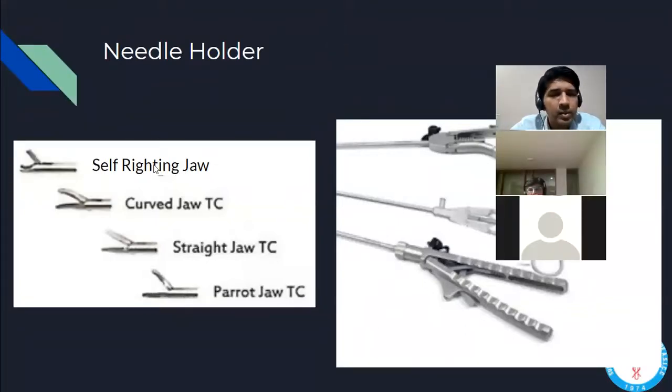Two more slides. So when it comes to the jaw, you have a curved jaw and a straight jaw. Again, it depends on the surgeon's preference.